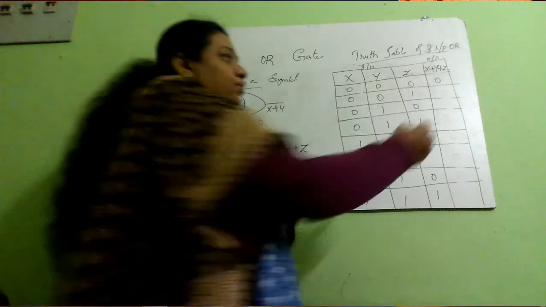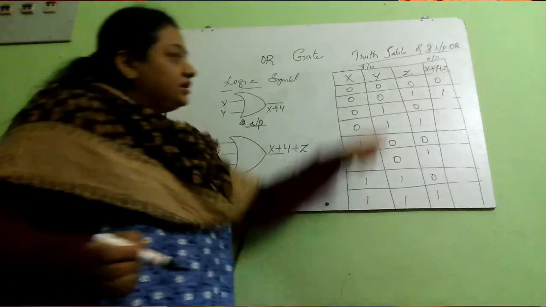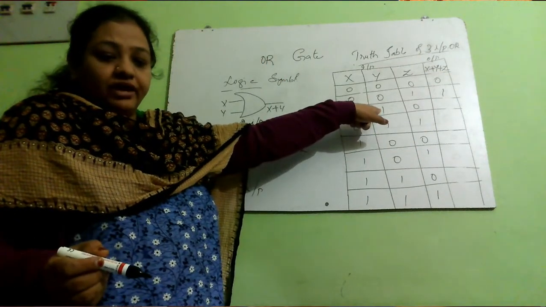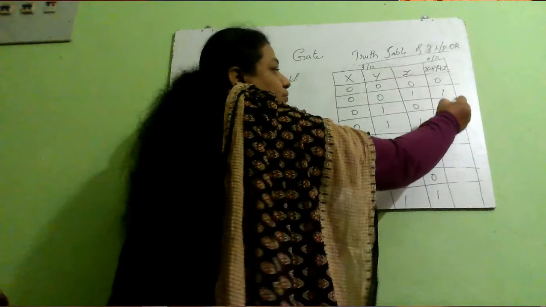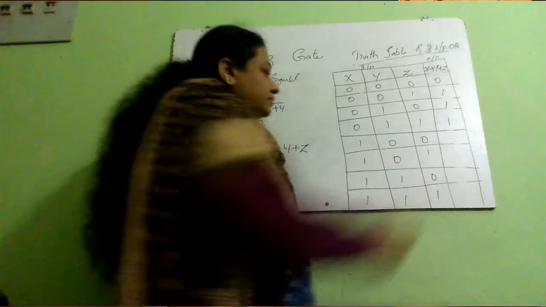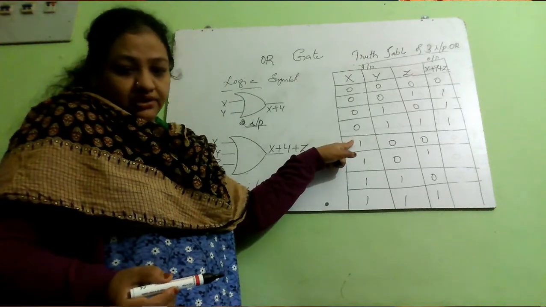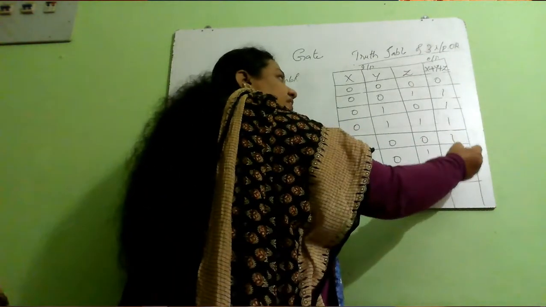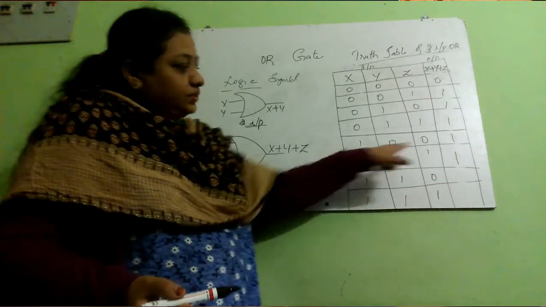And the output of the OR gate is X plus Y. And then let us write the OR gate with 3 inputs. The output obtained will be X plus Y plus Z.